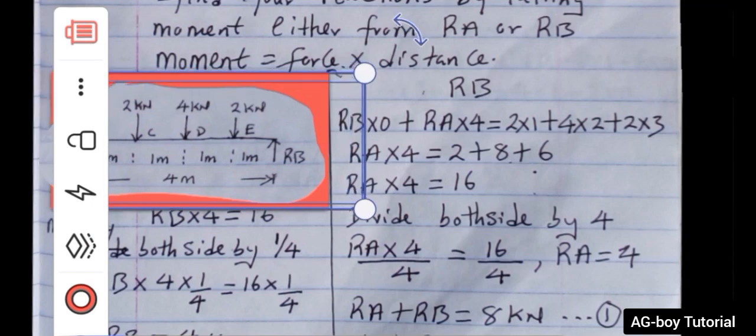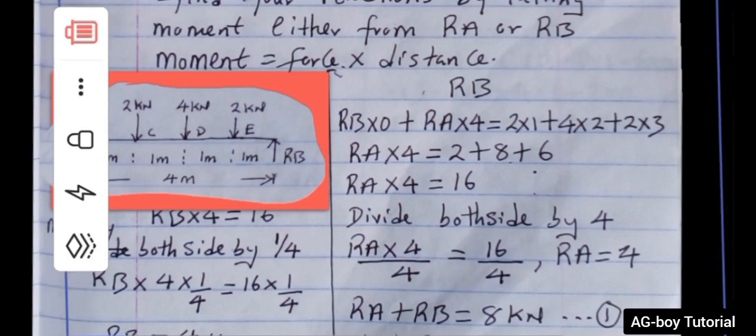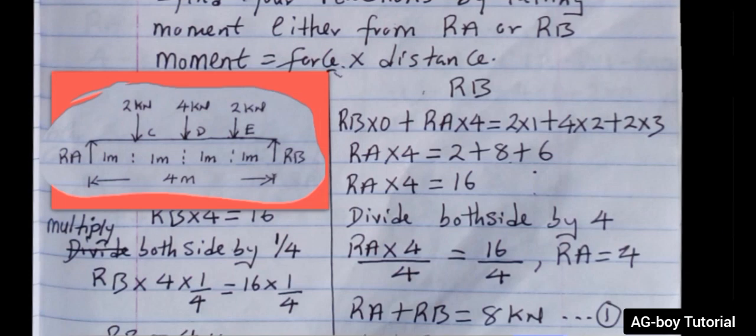I'll shift my diagram to the other side, because I'll still work with it too. So for RB, taking moment at RB at this point here, we'll have RB multiplied by the distance of 0, because we are taking the moment here, so the distance will be 0, plus RA multiplied by 4. This is our RA, and the distance is 1, 2, 3, 4.